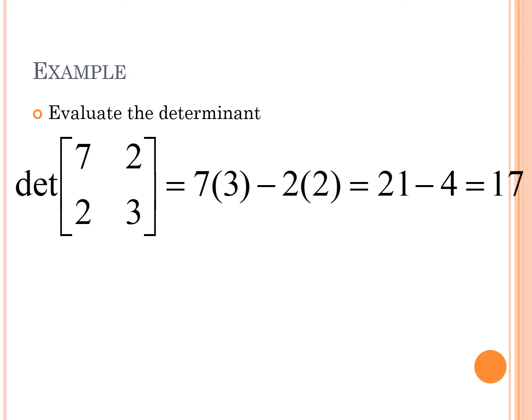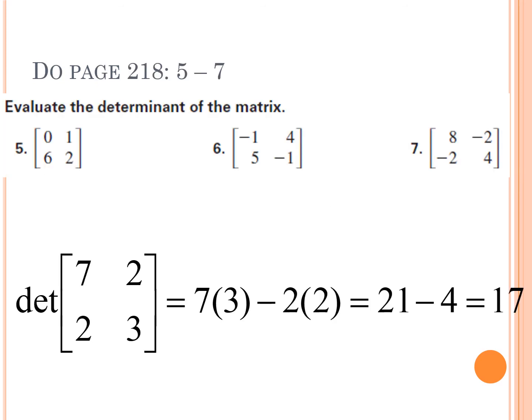Again, we had A times D, so 7 times 3, minus B times C, or C times B, which is 2 times 2. 21 minus 4, and you get 17. Now I've left the work up here for these two. I want you to go ahead and calculate the determinants for these three. Hopefully you'll get some comfort level with it. So go ahead, again, doing these by hand, calculating the determinant for each one of these matrices.